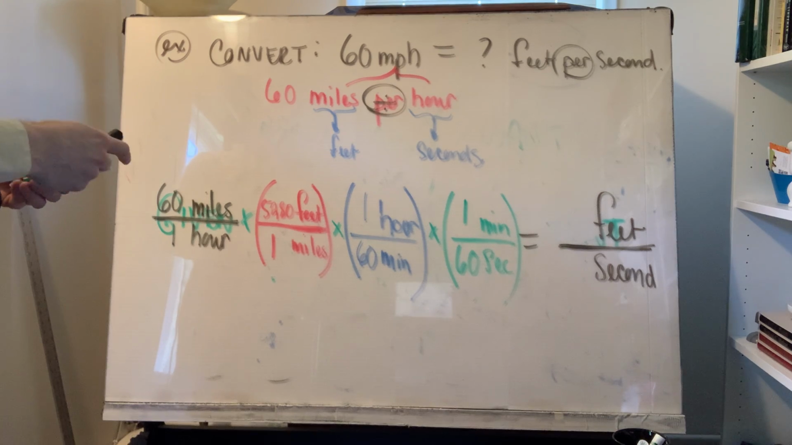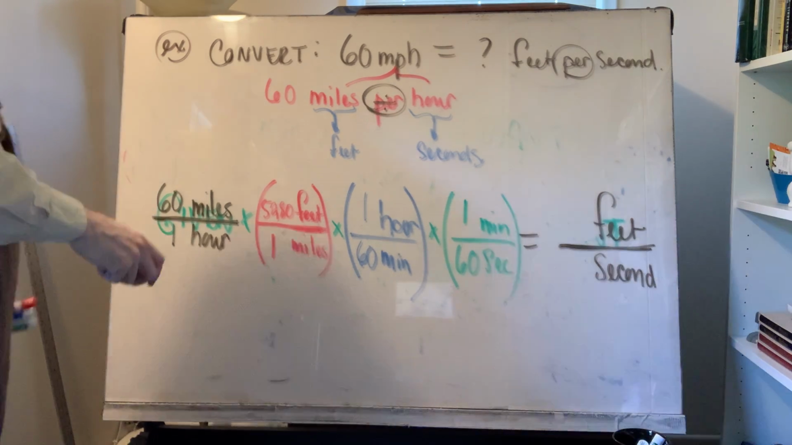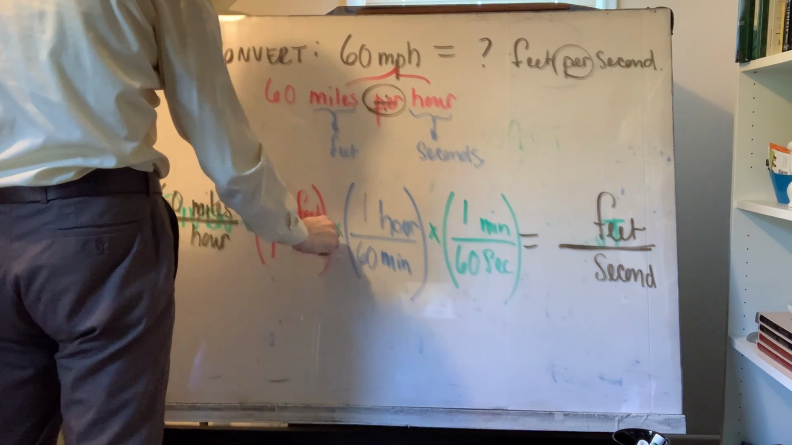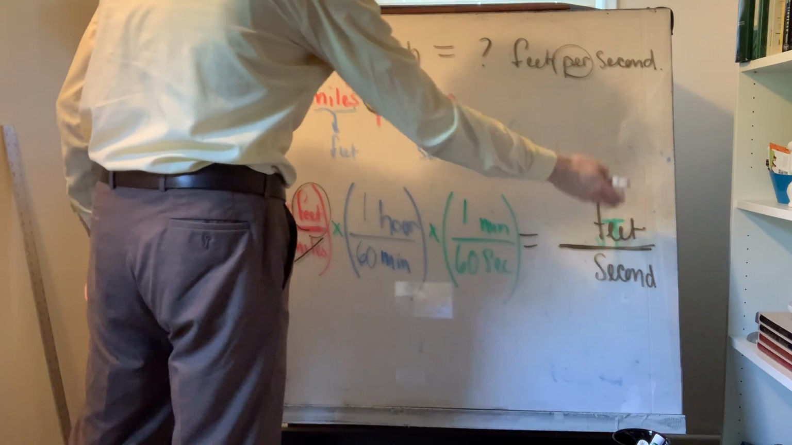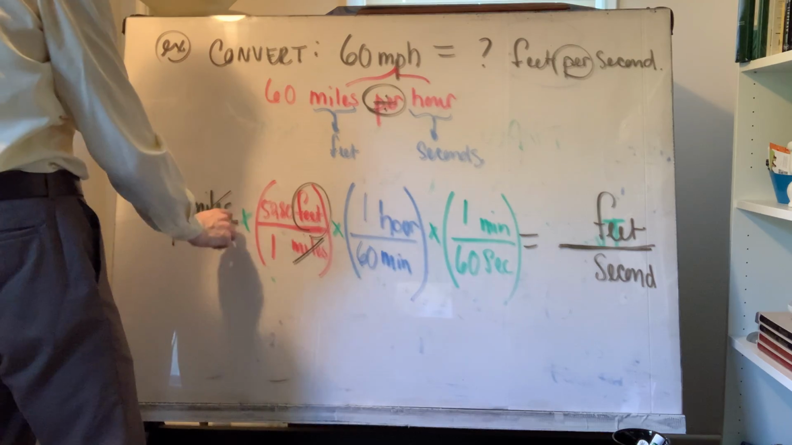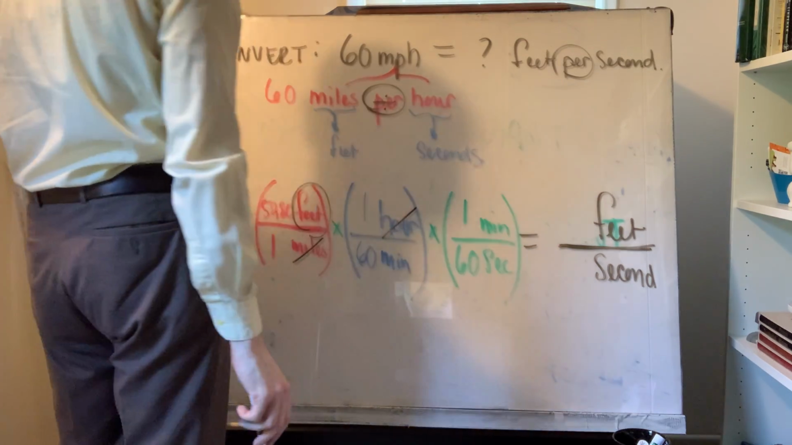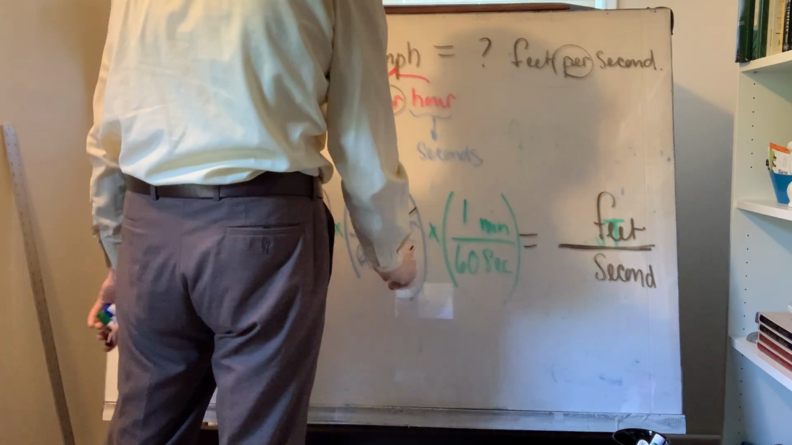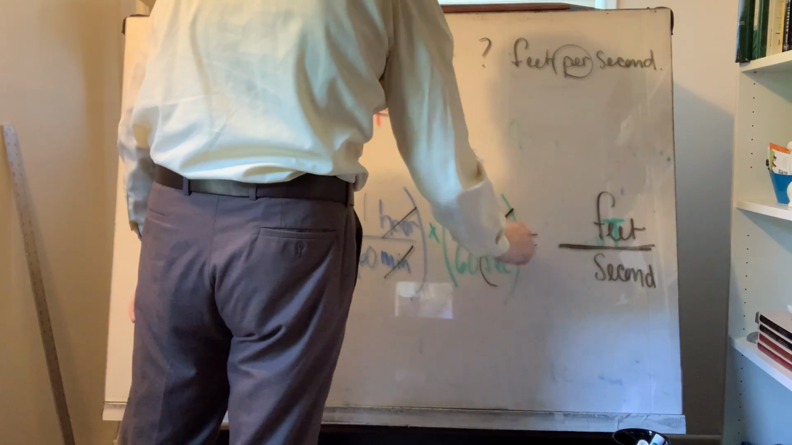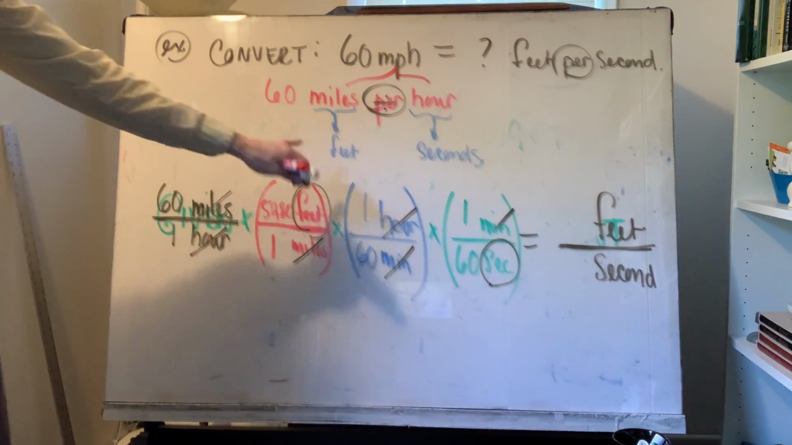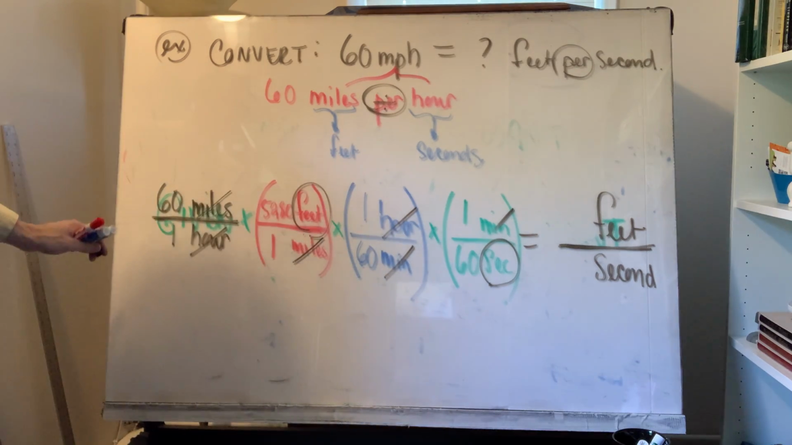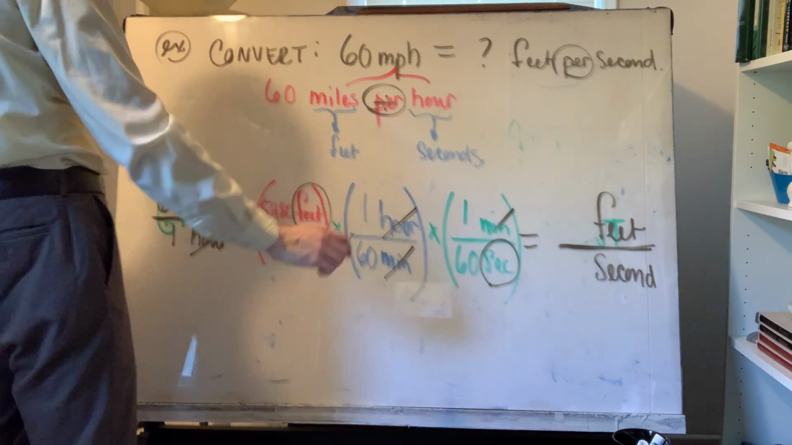And we get the satisfaction of crossing out stuff. All right. Miles will be canceled by miles here. Feet will be left over on top. That's appropriate. Hours will be canceled by hours here. Minutes will be canceled by minutes here. Seconds will be left over on the bottom. That is appropriate. All right. All of the numbers are now where they're supposed to be, and we could just go about our process.